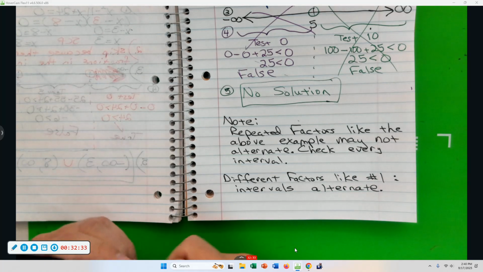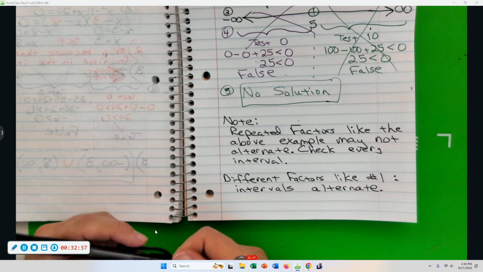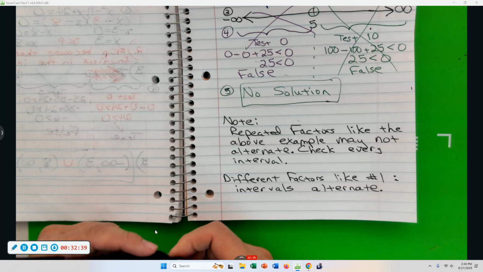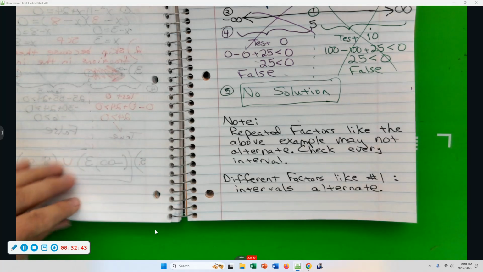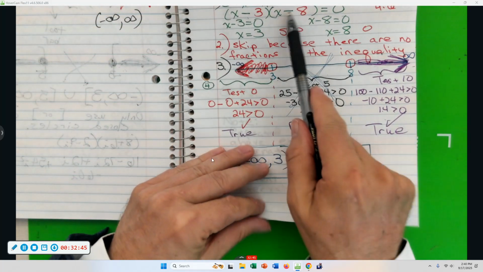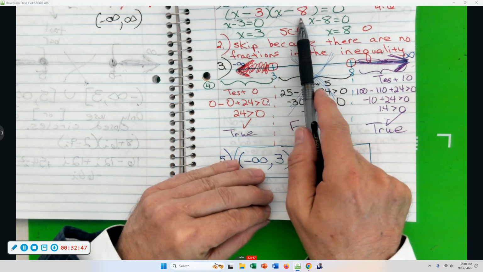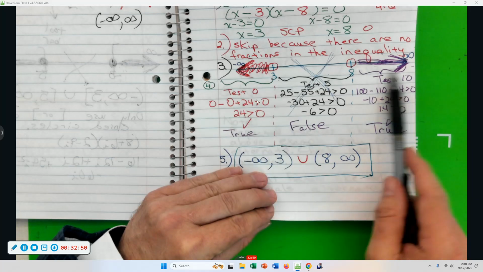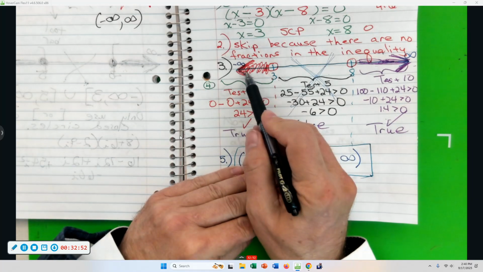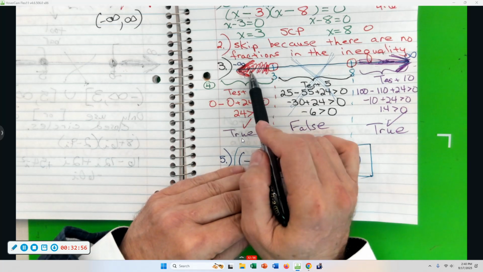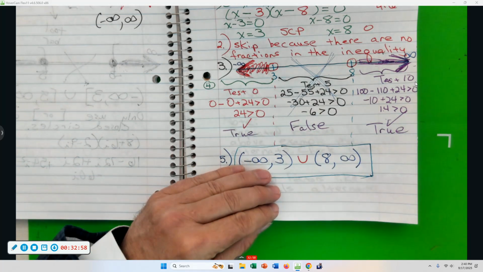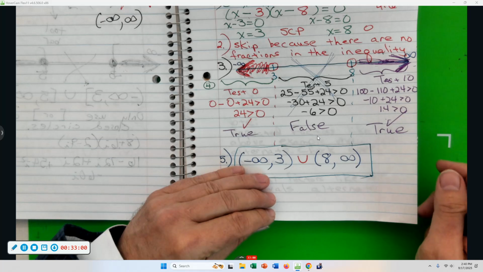I'm a fundamentally lazy person, so I like to check the easiest number possible. What number do y'all think I'll be using to check most frequently? 0. If it's a situation where there's no repeated factors, I'll look and ask myself, where is 0? Oh, it's here. I'll test 0. If it's true, I'll shade it. If it's false, I'll cross it out, and then I'll assume an alternating pattern from there on in.